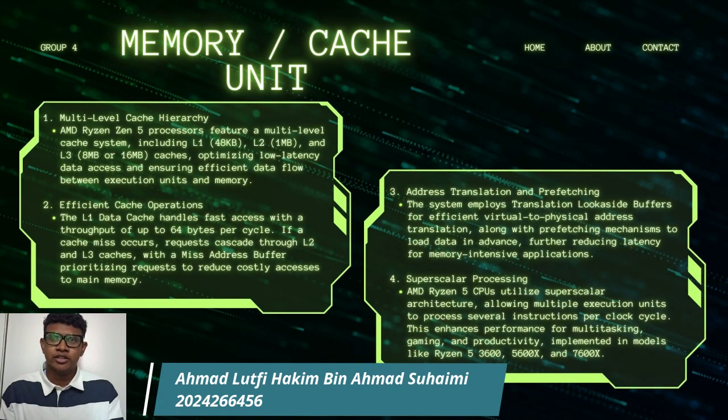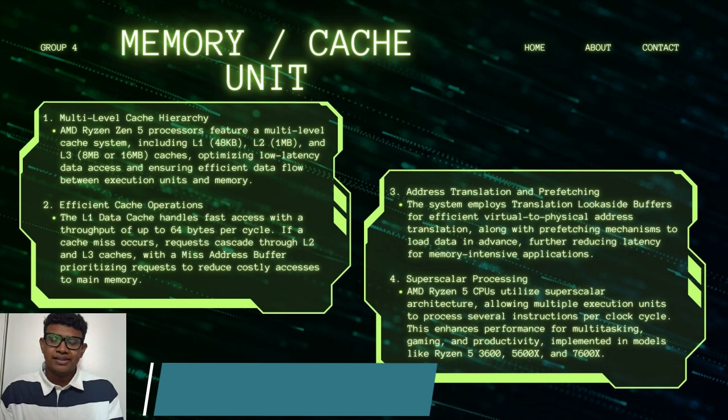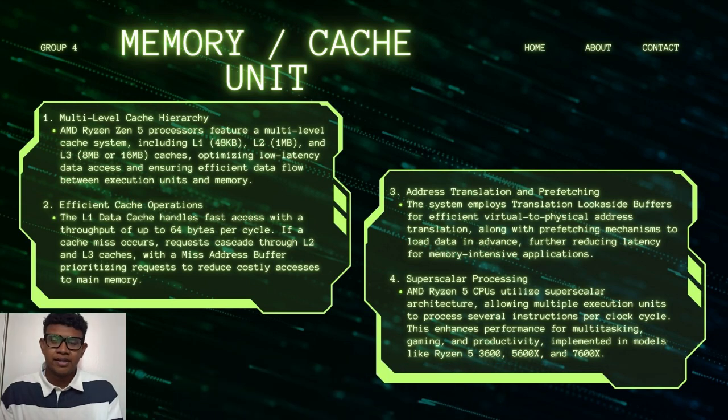Okay, now I'm going to talk about the memory cache unit. Multi-level cache hierarchy: AMD Ryzen Zen 5 processors feature a multi-level cache system, including L1, which is 48 KB, L2 1 MB, and L3 8 MB or 6 MB cache, optimizing low latency data access and ensuring efficient data flow between execution unit and memory.